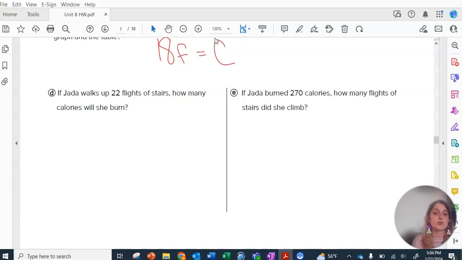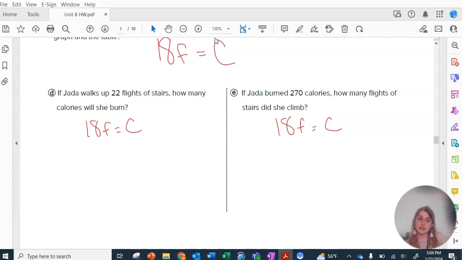If Jada walks up 22 flights of stairs, how many calories will she burn? And then if Jada burns 270 calories, how many flights of stairs will she climb? We're going to use that equation we just wrote for both of these. So I'm just going to rewrite it exactly the same, not changing anything yet.